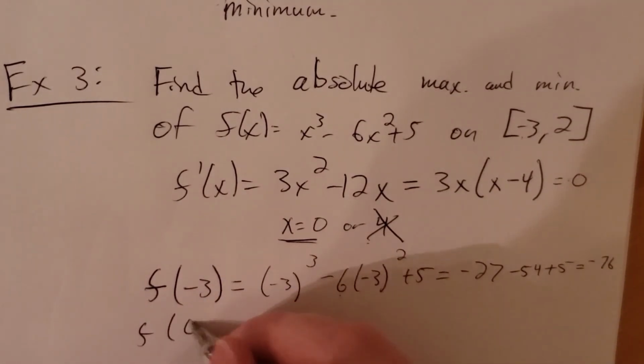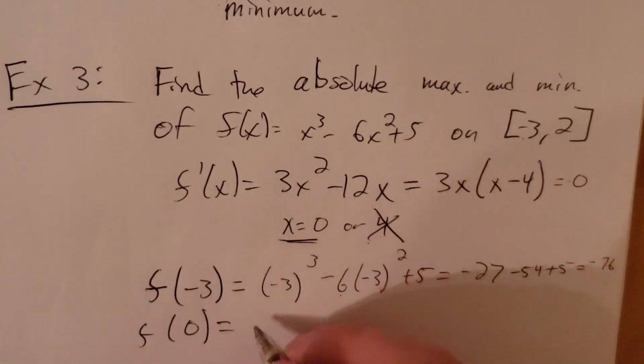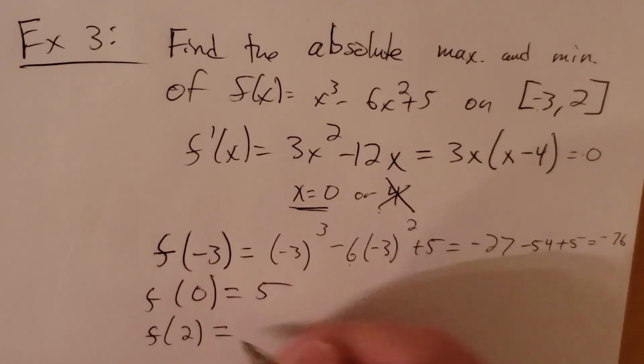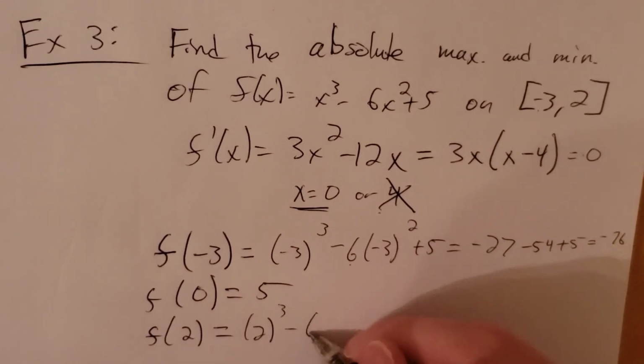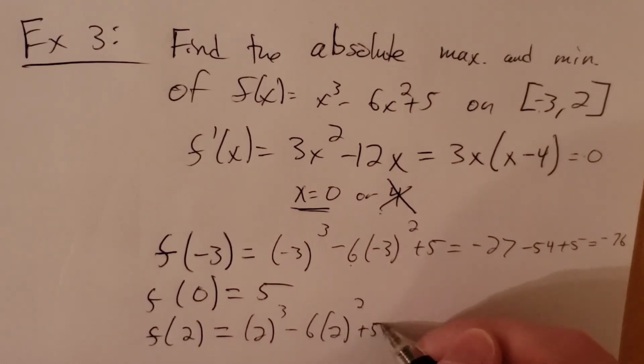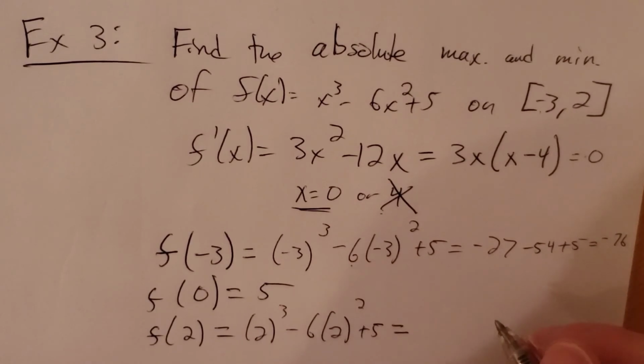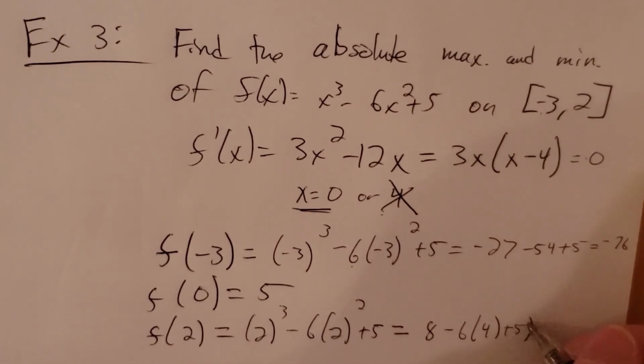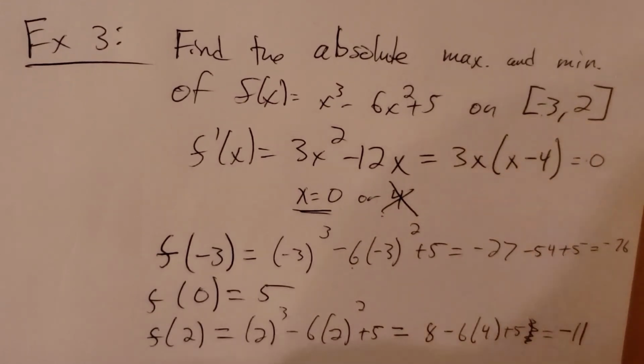Okay, f of now 0. Well, f of 0 is really easy. That's just 5. F of positive 2. All right, this is 2 cubed minus 6 times 2 squared plus 5. So this is 8 minus 6 times 4 plus 5. All right, so 6 times 4 is 24. 8 minus 24 is -16, plus 5 is -11.